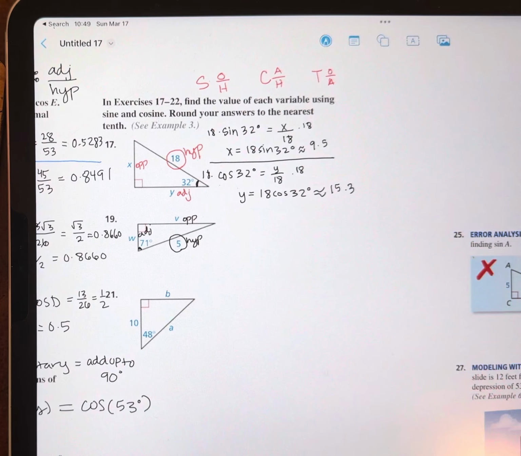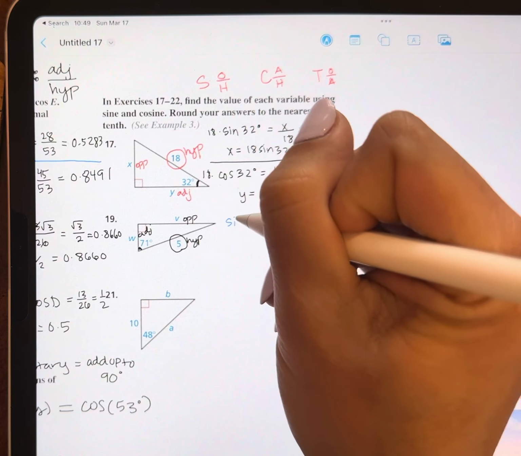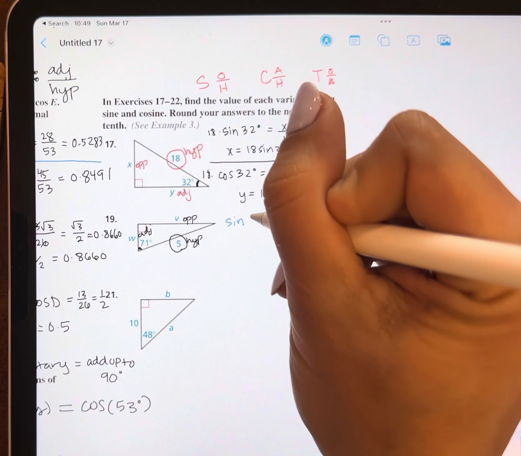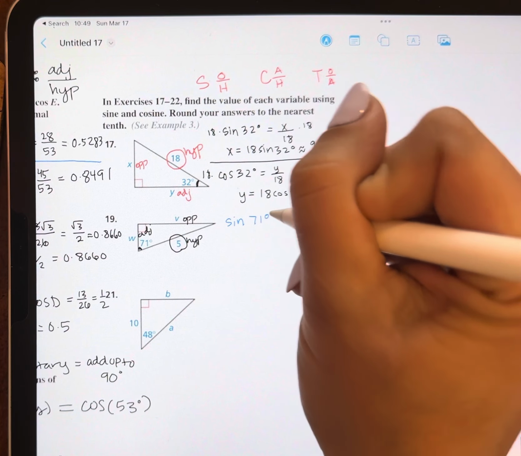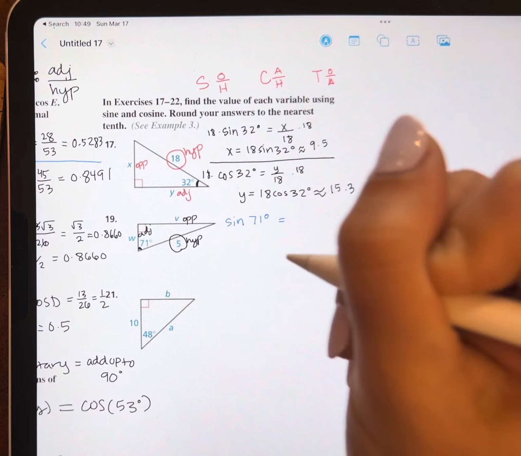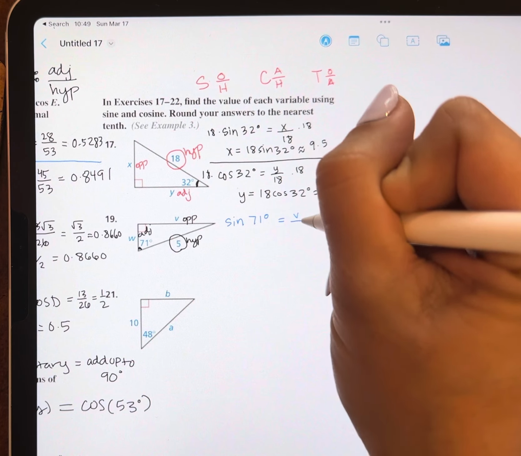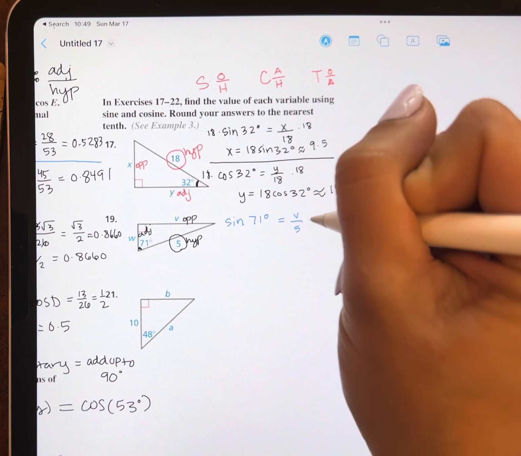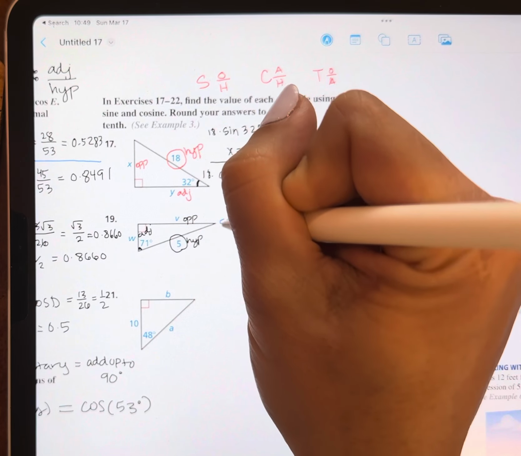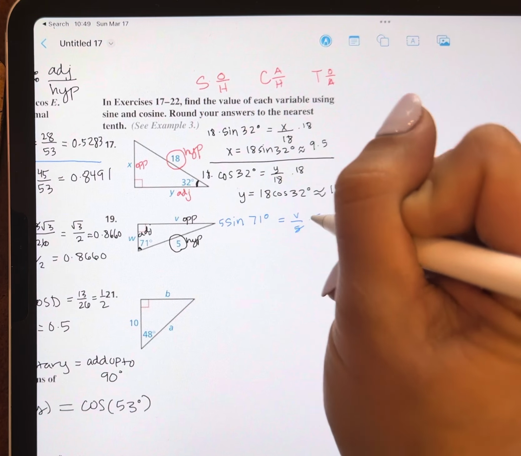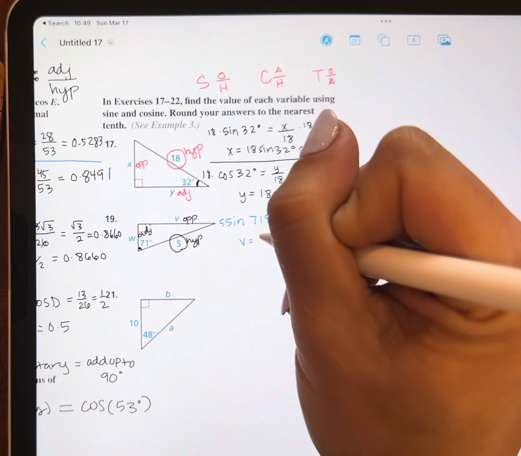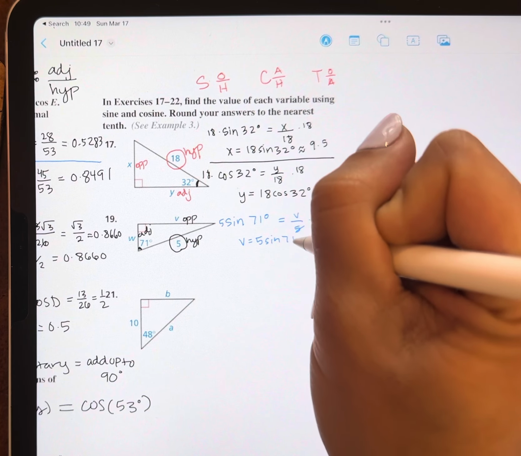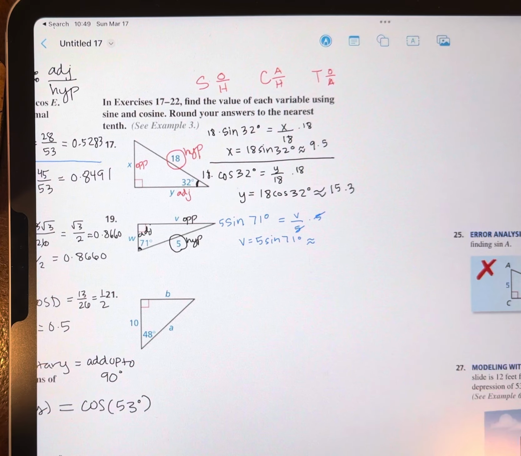So I go sine. Sine of what? Always an angle, 71 degrees, equals opposite, which is V, over hypotenuse, which is 5. Then all I gotta do is multiply both sides by 5 to get that V equals 5 sine of 71, which is 4.7.